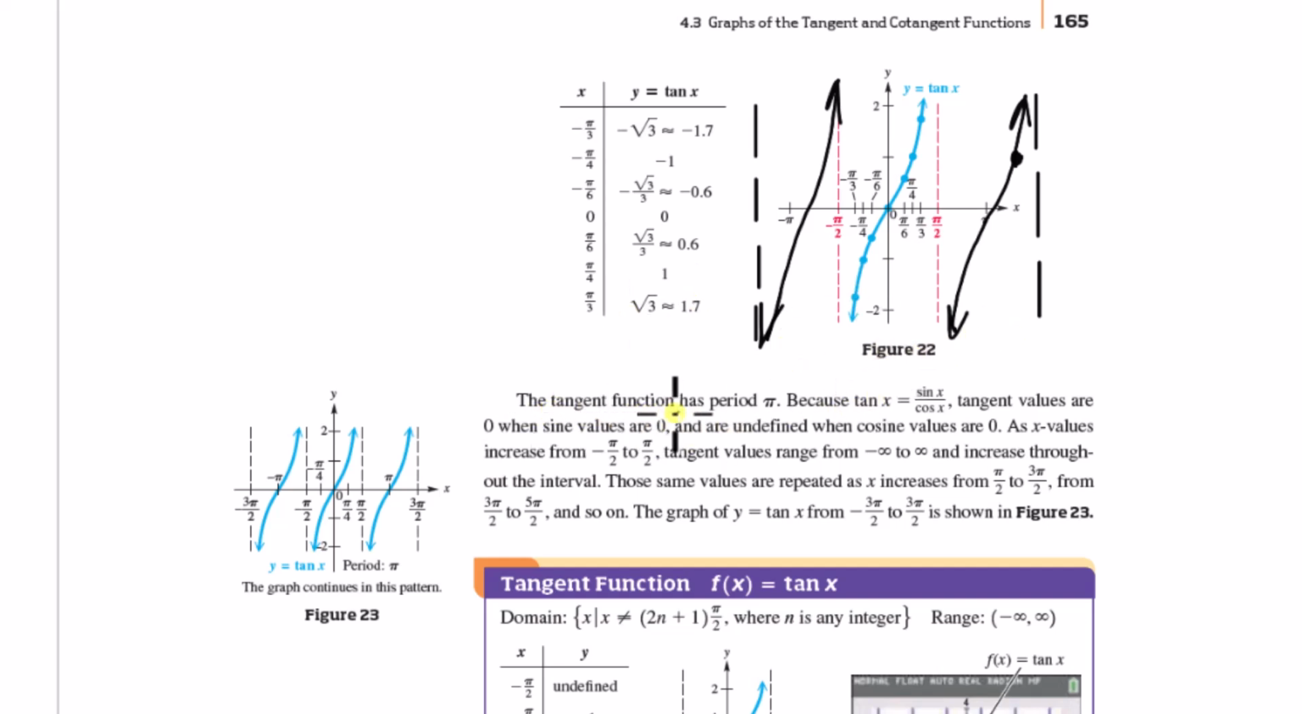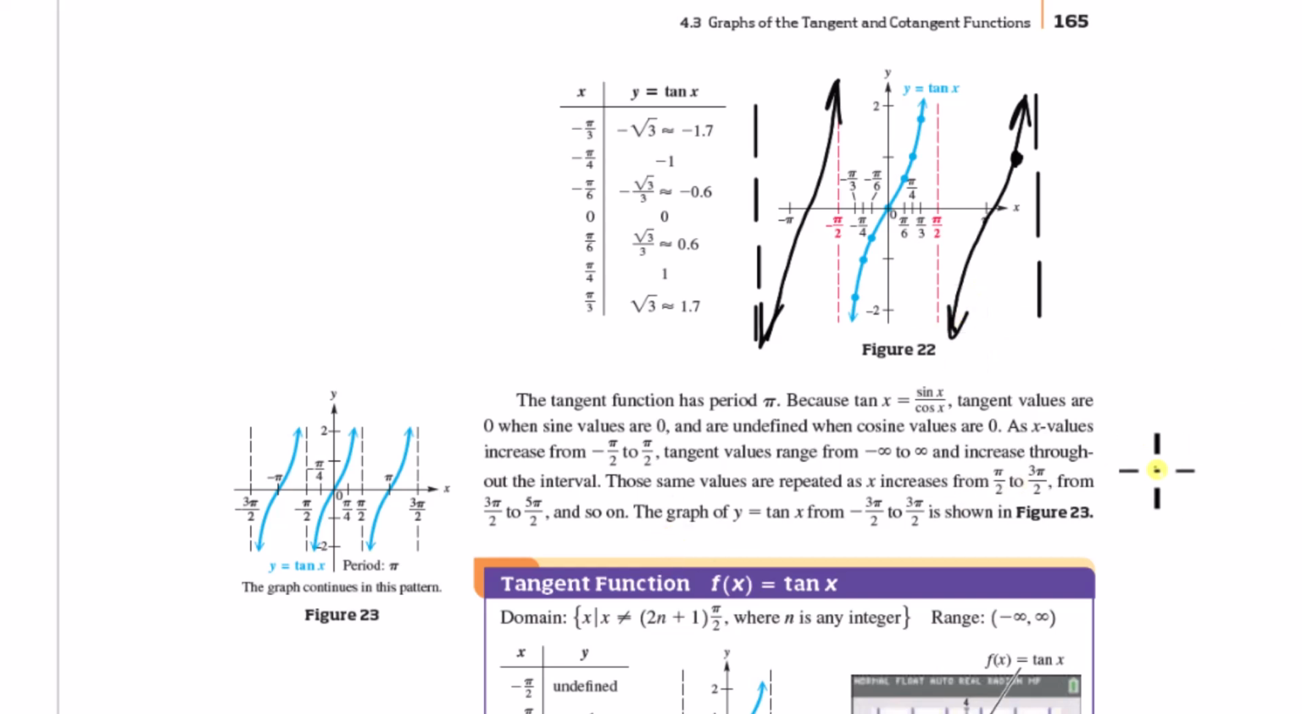And the tangent function has period pi. Not 2 pi like the sinusoids, period pi. Because tangent x is sine x over cosine x, tangent values are 0 when sine values are 0 and are undefined when cosine values are 0. Right, as x values increase from minus pi over 2 to pi over 2, tangent values range from minus infinity to infinity and increase throughout the interval. The same values are repeated as x increases from pi over 2 to 3 pi over 2, from 3 pi over 2 to 4 pi over 2, etc.